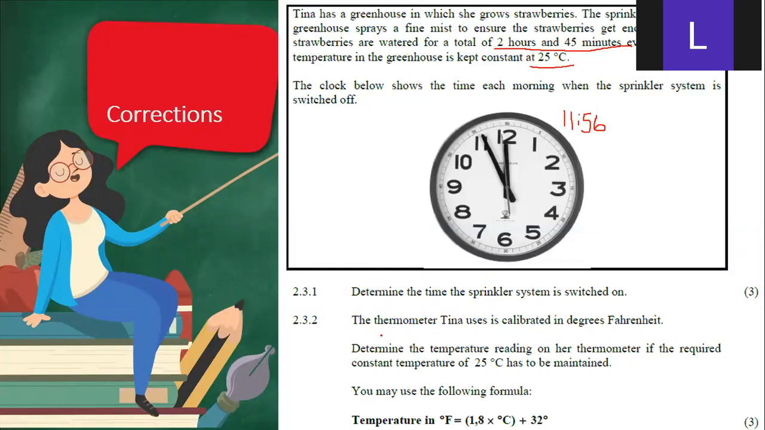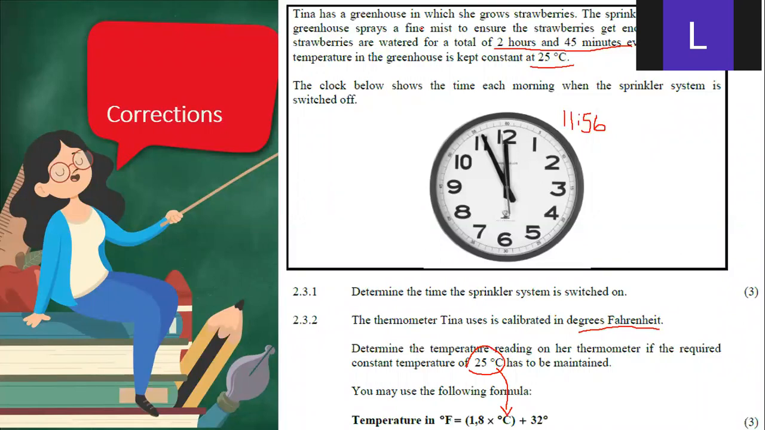Now for number 2, it says the thermometer Tina uses is calibrated in degrees Fahrenheit. Obviously, when they say degrees Fahrenheit, we're converting from degrees Celsius to degrees Fahrenheit. Determine the temperature reading on her thermometer if the required constant temperature of 25 degrees Celsius has to be maintained. In this case, it's actually simple. All you need to do is plug in your 25 degrees Celsius into your formula and then solve. If you did my work, feel free to write both your answers on the chat.